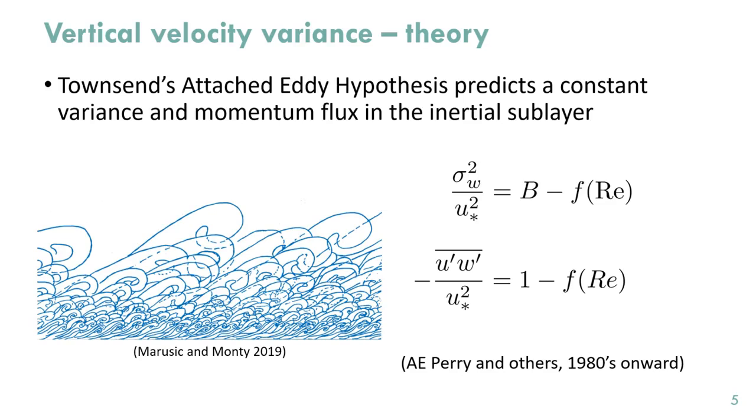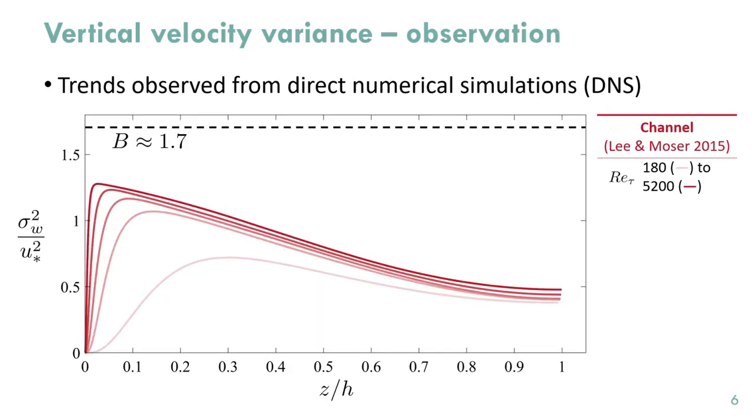However, since this theory was introduced in the 70s, it has been known that you need to account for finite Reynolds number corrections because this hypothesis is specifically for the high Reynolds number limit, which you expect to see in the atmosphere. So why are we talking about all of this?